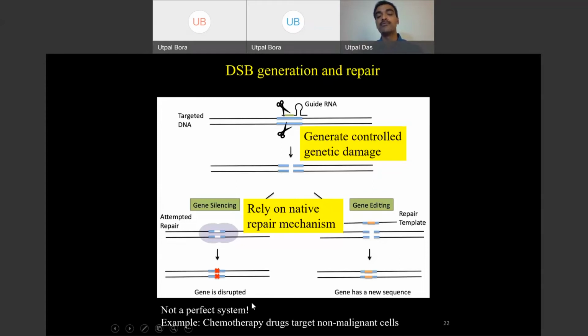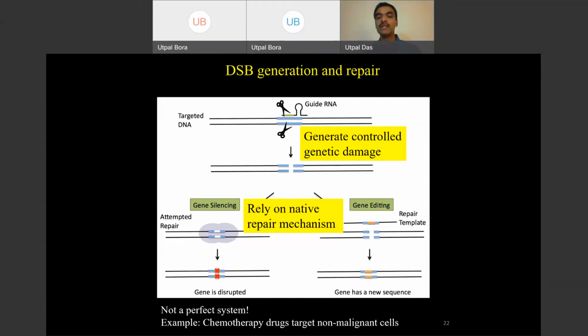Many chemotherapy drugs are actually doing the same thing, creating double-stranded breaks in cancer cells, right? So we do chemotherapy, and those medicines or small molecules go and create double-stranded breaks, and that's how cells die. But it's very common to see non-specific chemotherapy drugs attacking non-malignant tissue. So it's not always safe to have double-stranded breaks.